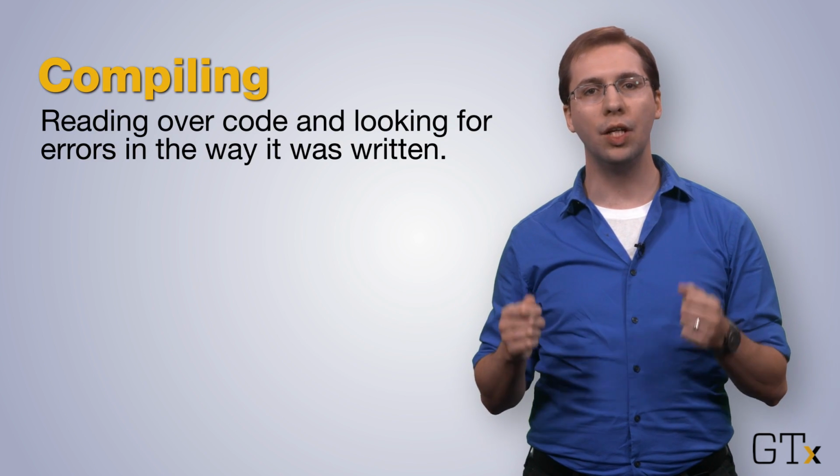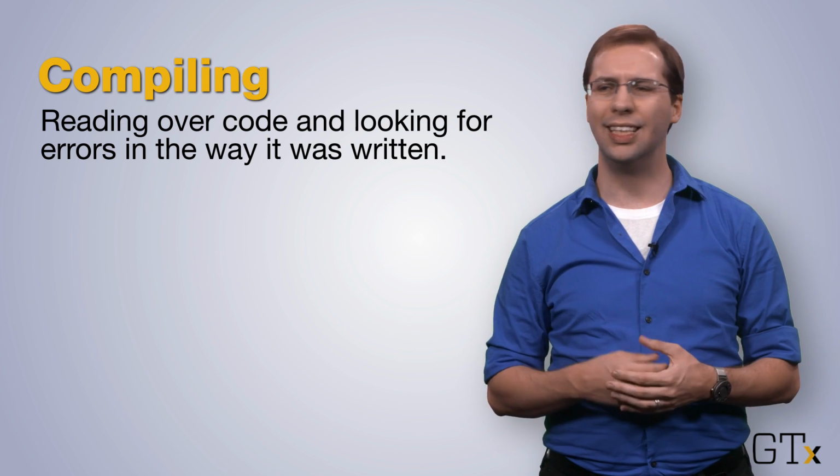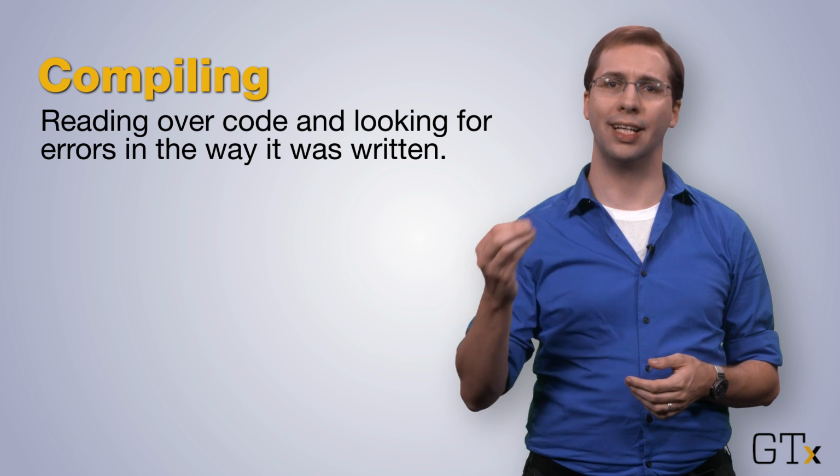Finally, the last two terms you need to know before we even get started are compile and run. Compiling and running are two things we do to code to see if it's working the way we intend. Compiling is like reading over code and looking for errors in the way we've written it. It's kind of like the proofreading you would do on an essay.